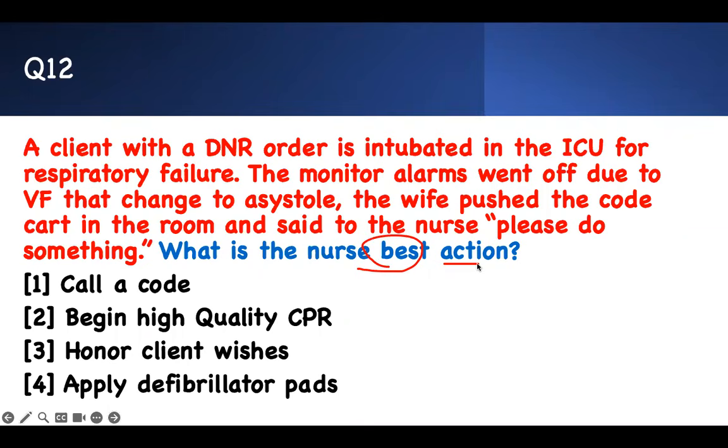Follow instruction. The patient has an order: do not resuscitate. It went to VFib and asystole, and now the wife wants to bring him back. Good luck with that. No need to call a code. Don't begin high quality CPR against the client's wishes. A defibrillator is not needed.